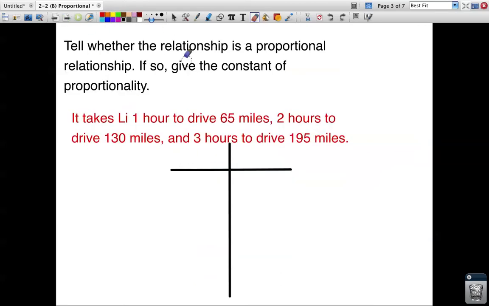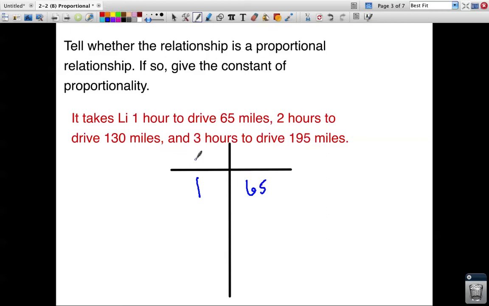So let's move on one more time here. Again, I want to tell whether the relationship is proportional, and if so, I want to give the constant of proportionality. So it takes Lee 1 hour to drive 65 miles.